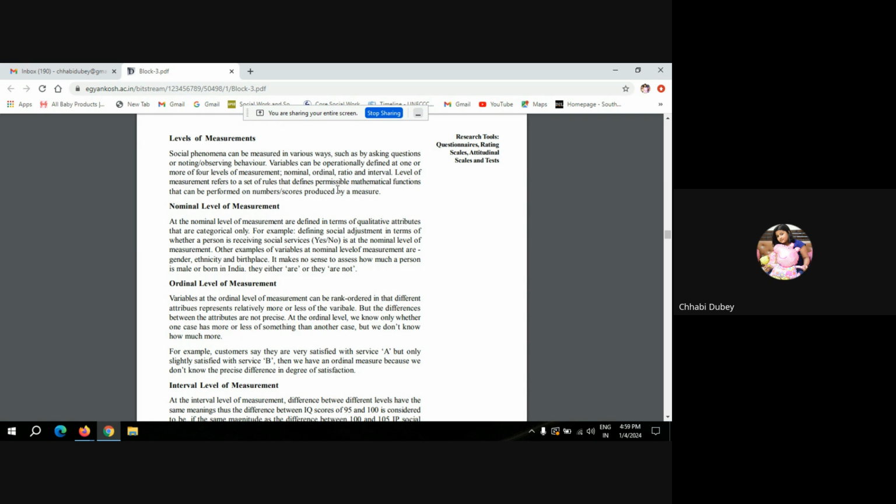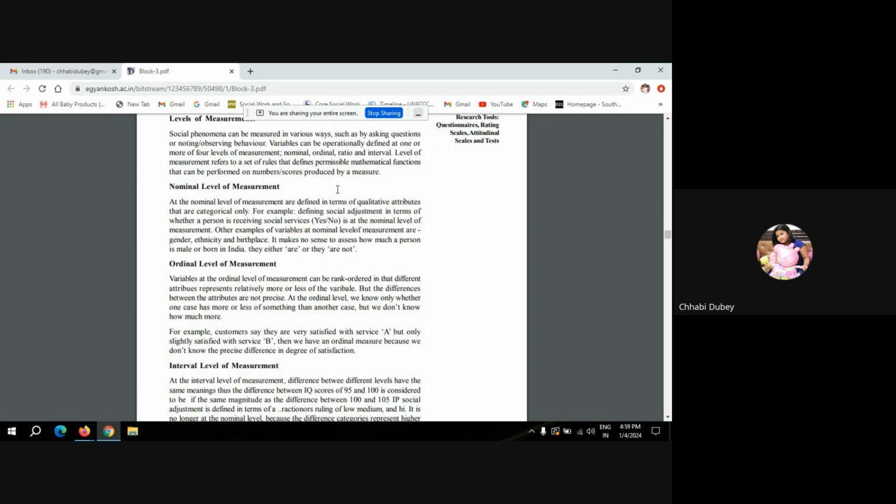The ordinal level of measurement can be rank ordered. And you know that different attributes represent relatively more or less of the variable. But the differences between the attributes are not precise. At the ordinal level, we know only whether one case has more or less of something than the other case, but we do not know how much more. So in such cases, we use the ordinal level of measurement.